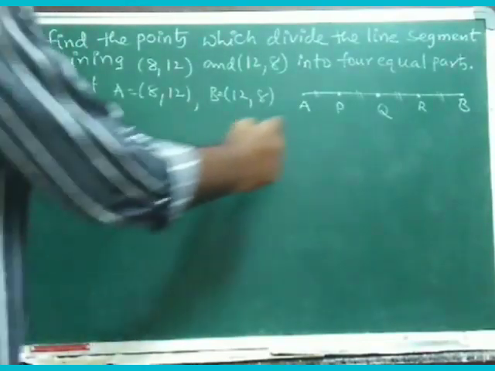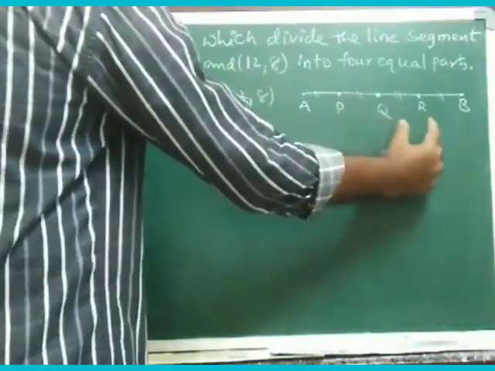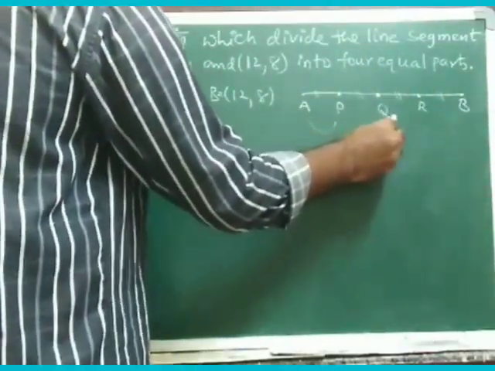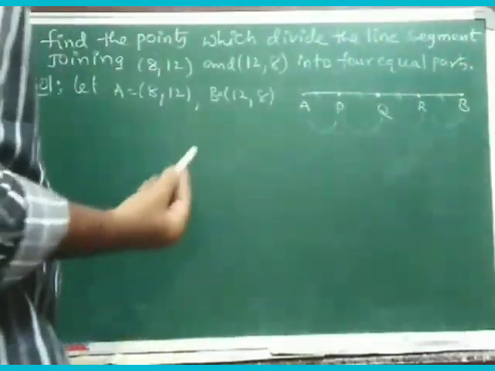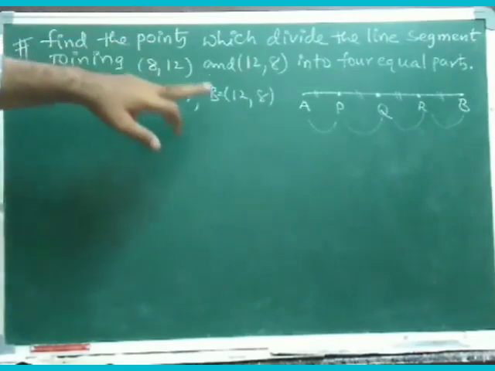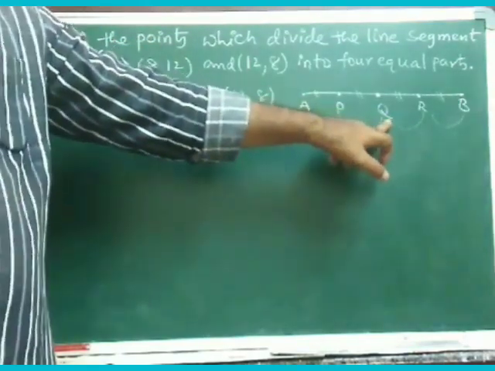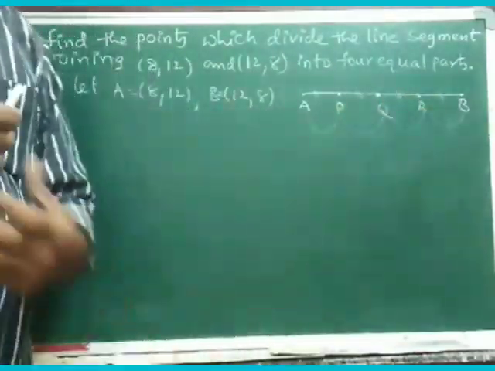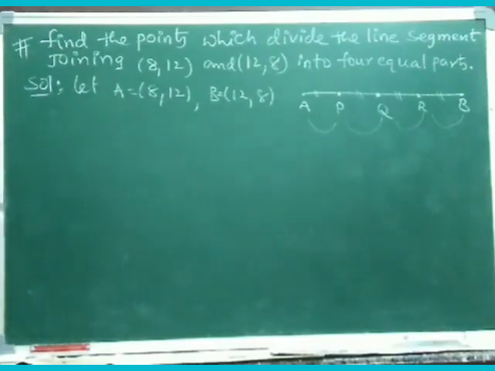So now look at me, part 1, part 2, part 3 and part 4: AP, PQ, QR and RB. So finally here P, Q, R, these are the 3 points which are dividing the entire line segment AB bar into 4 equal parts, right? So hence we need to find these points. We need to find what is P, what is Q and what is R, because these are the 3 points which are dividing the entire line segment into 4 equal parts.